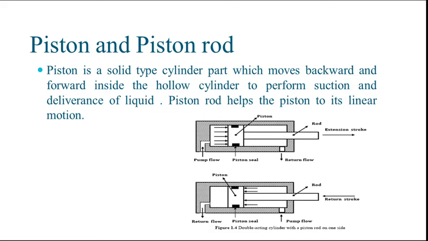Piston and piston rod. Piston is the solid type of cylinder part which moves backward and forward inside the hollow cylinder to perform suction and delivery of the liquid. Piston rod helps the piston in its linear motion. The figure shows a double acting cylinder with the piston rod on one side. So this is the extension stroke of the cylinder and this is the return or retraction stroke of the double acting cylinder.